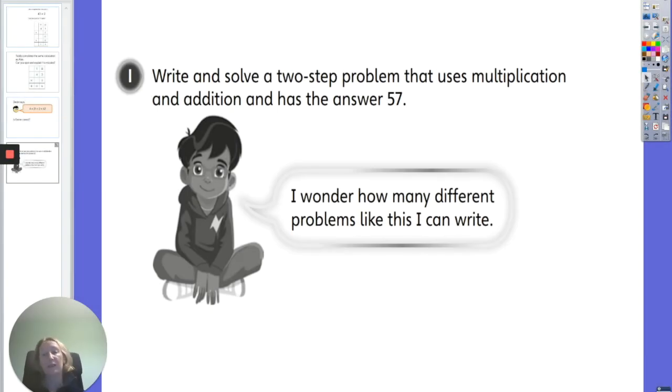Well, class, if you want an extra challenge today, I've put one on the board. It says, write and solve a 2-step problem that uses multiplication and addition and has the answer 57. Which sounds quite complicated, but it really isn't, Willow class. All I want you to do is to see if you can think of a multiplication, and I mean timesing a 2-digit number by a 1-digit number, and see if you can make the answer 57. And if you can, is there another way of doing it? As the boy asks, I wonder how many different problems like this I can write. Have a go and let me know if you work out the answer.